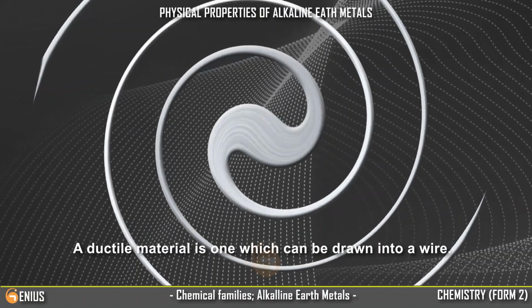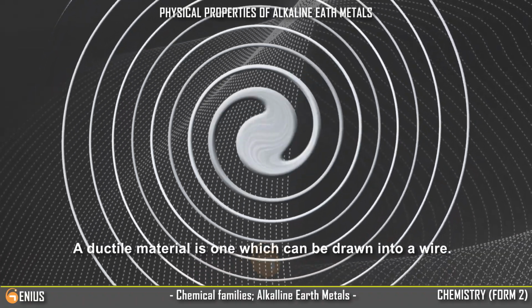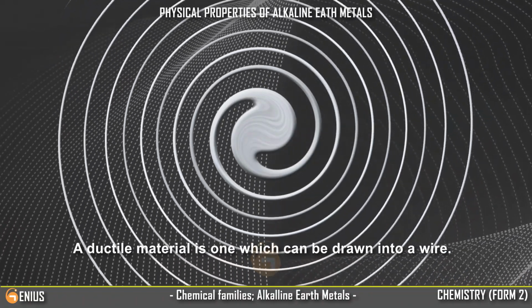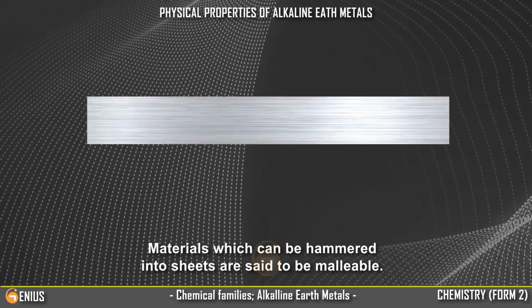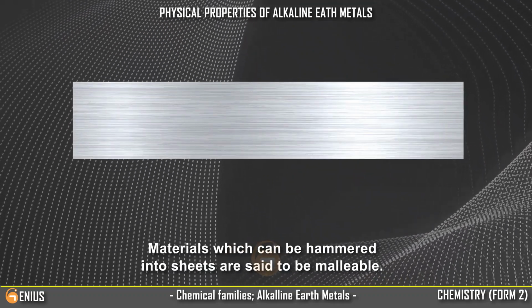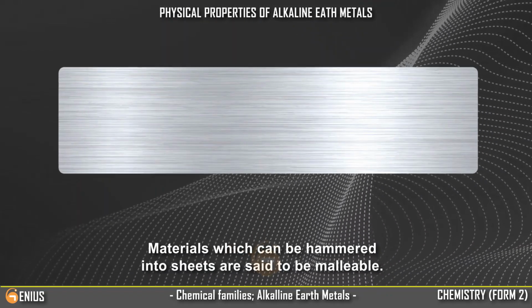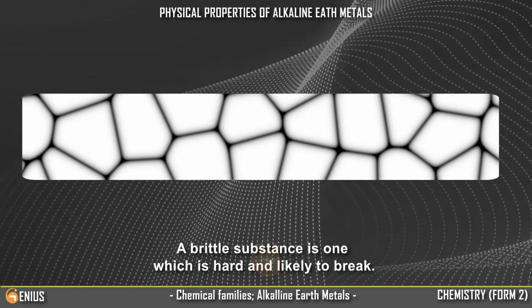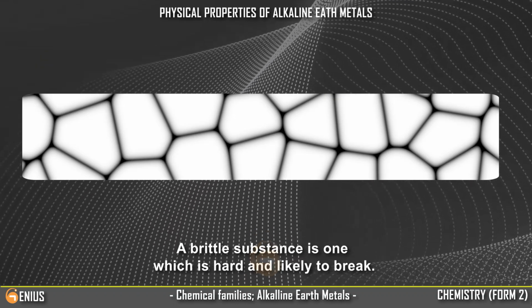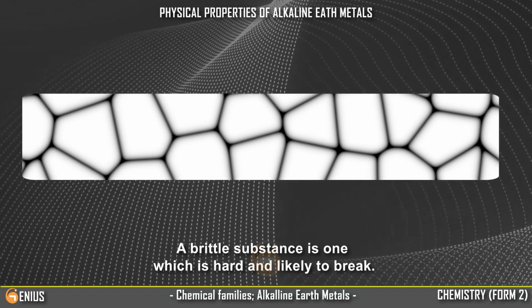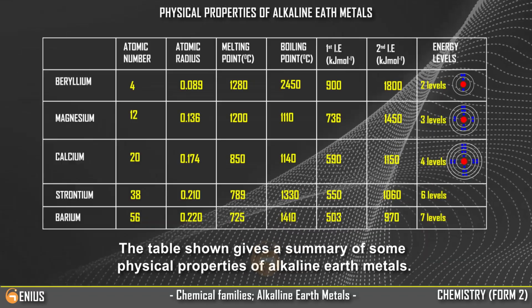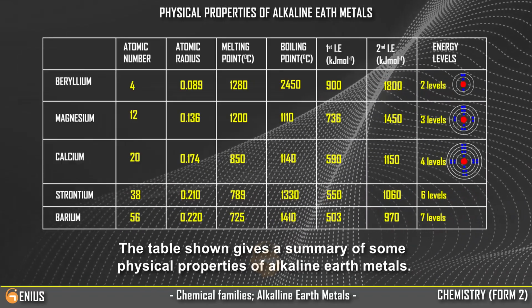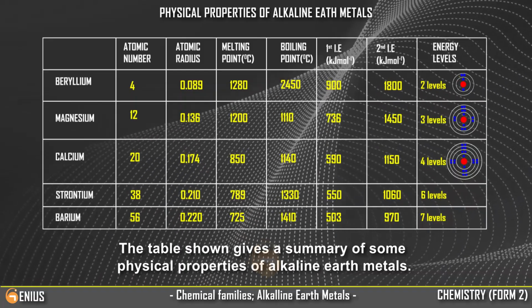A ductile material is one which can be drawn into a wire. Materials which can be hammered into sheets are said to be malleable. A brittle substance is one which is hard and likely to break. The table summarizes some physical properties of alkaline earth metals.